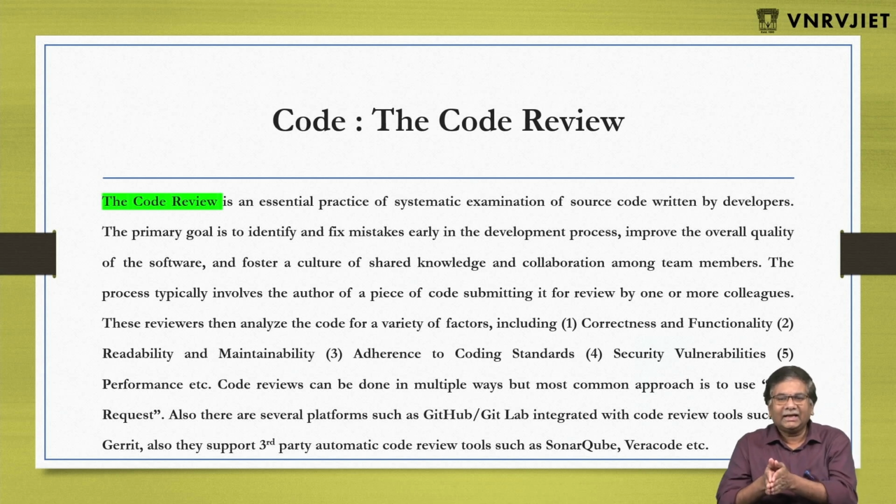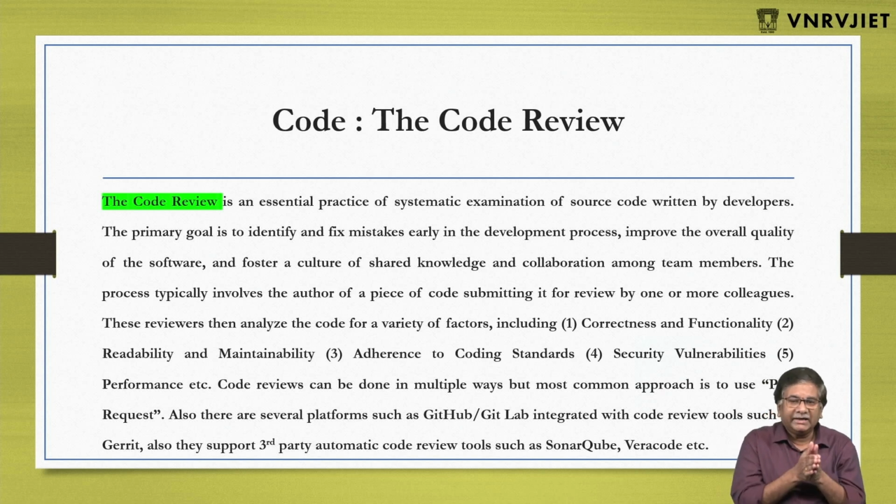These reviewers analyze the code for a variety of factors, including correctness and functionality, readability and maintainability, adherence to the coding standards, security vulnerabilities, performance, etc. So there are so many things they will check. Like I said, once I develop my code, I will submit the code for code review. How do you submit?